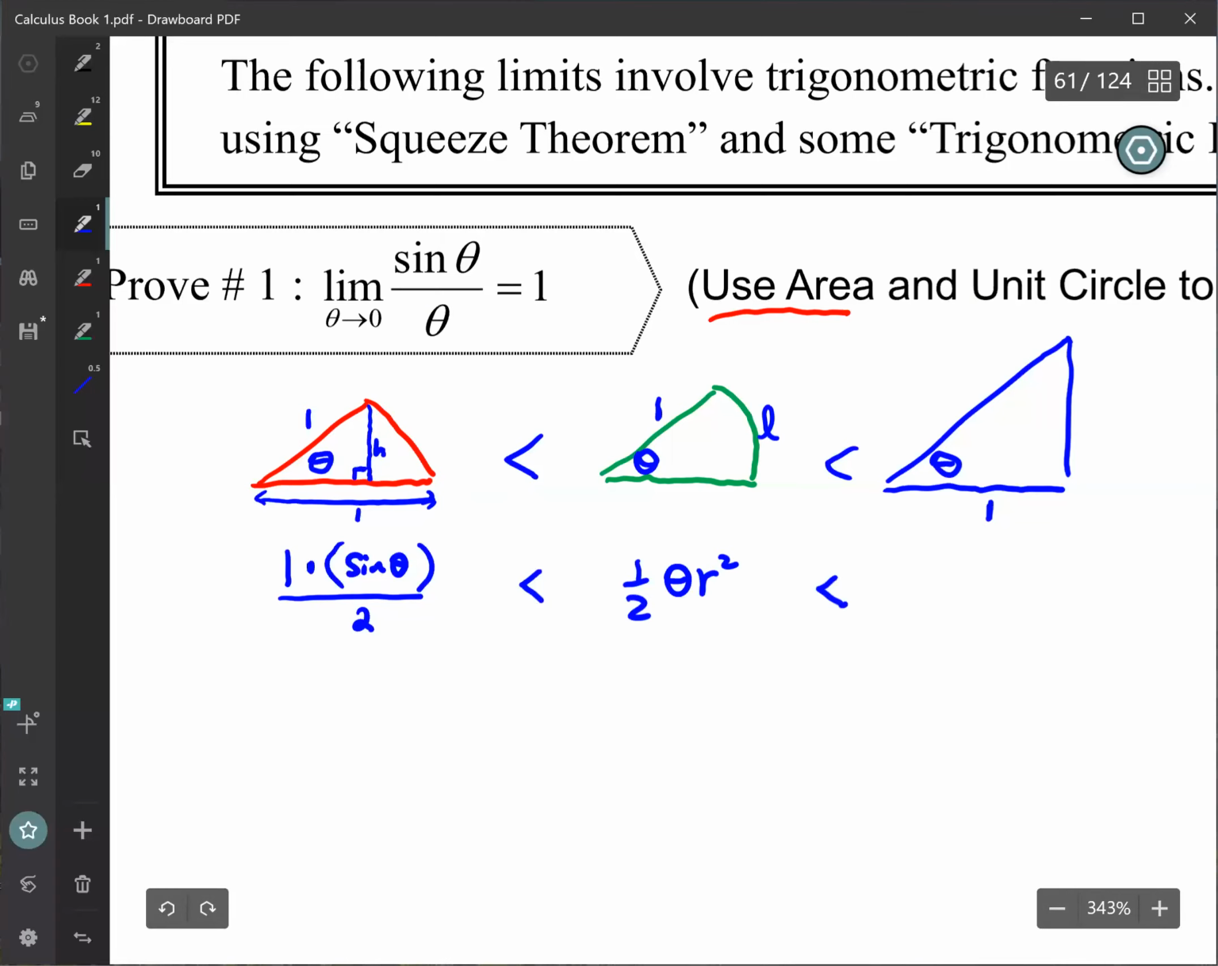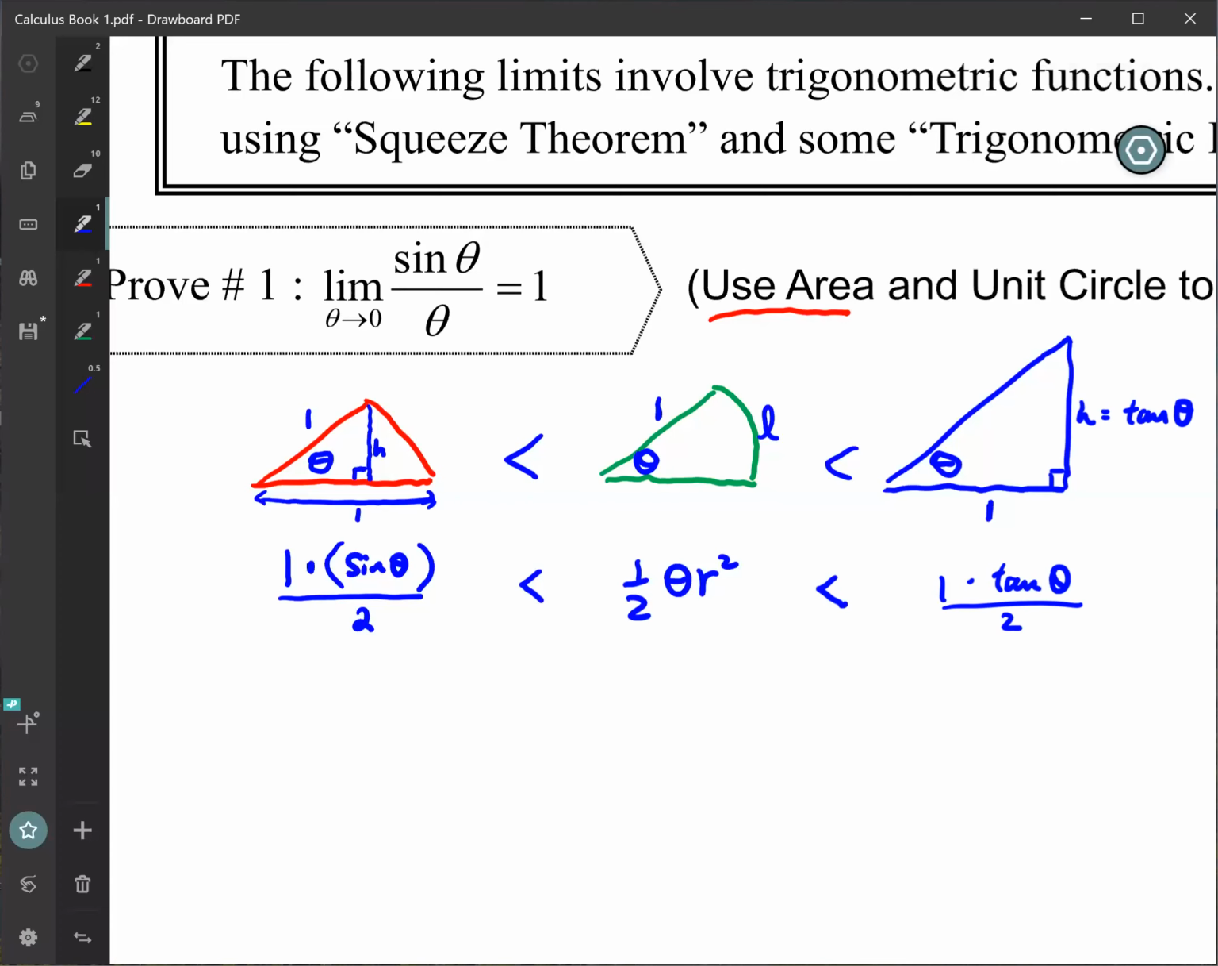Now the last one, that's also a triangle, and it's a right triangle, right? So base times height. This time the height is over there. So which ratio do we use to find the height? Tangent, right? So height is tangent this time. So this one will be base is 1 times height divided by 2. Any questions so far?